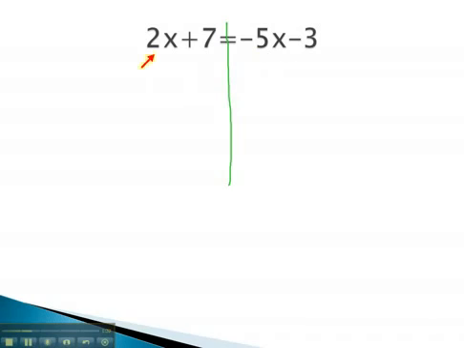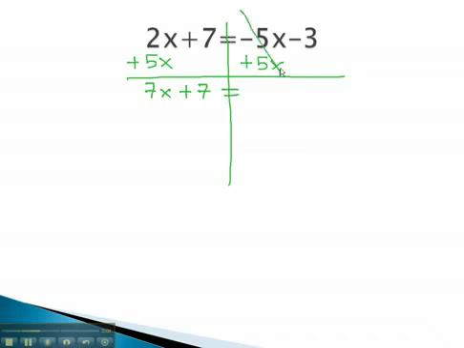We will start by getting the variable on one side by moving the smaller term. The negative 5 is smaller than the positive 2. The opposite of a negative 5x is a positive 5x. And just like always, we will do the same thing to both sides and line up our like terms. Now we have 2x plus 5x is 7x plus 7. Notice the 5x's subtract out to 0, and we're just left with the negative 3.